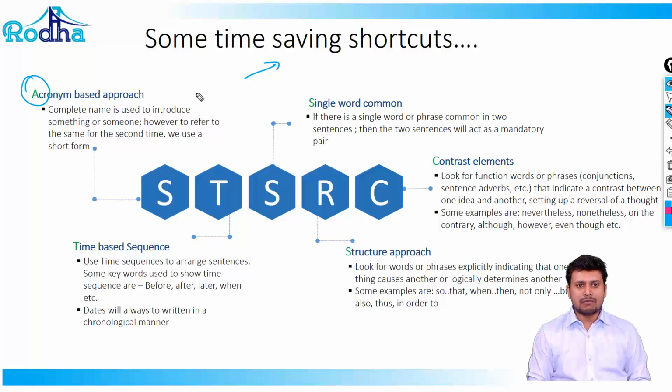So they will introduce someone or something with their full name at the starting point and then refer to the same person maybe with a short form. So somebody who's called Karl Marx in one sentence will be called Marx in the other sentence, and that's when you know that it has to be an acronym-based approach, and therefore these two sentences will be linked. The point of knowing these shortcuts is to also figure out the links between these two sentences.